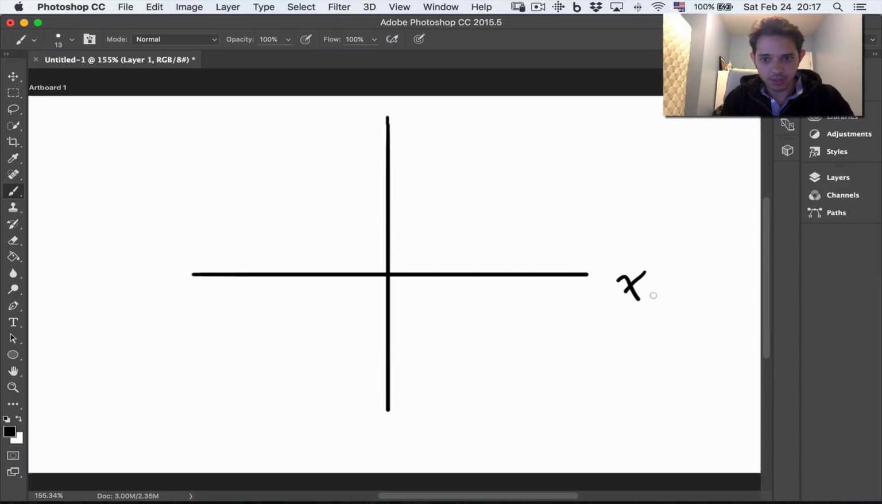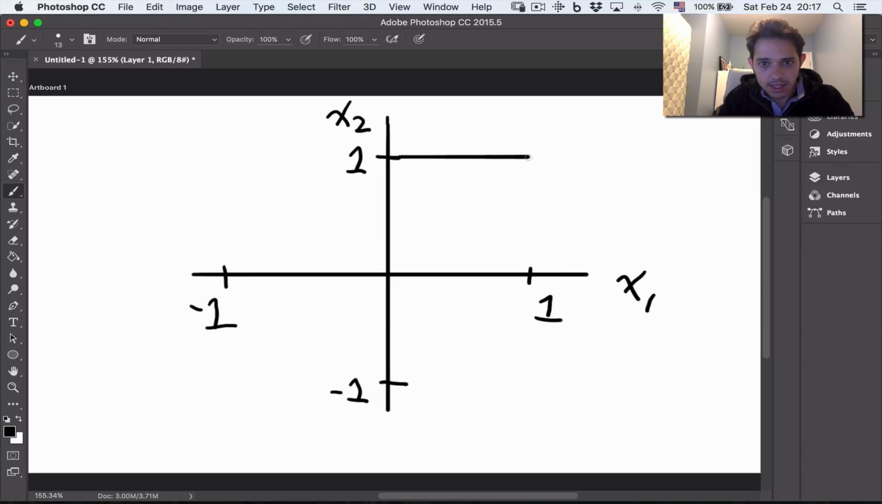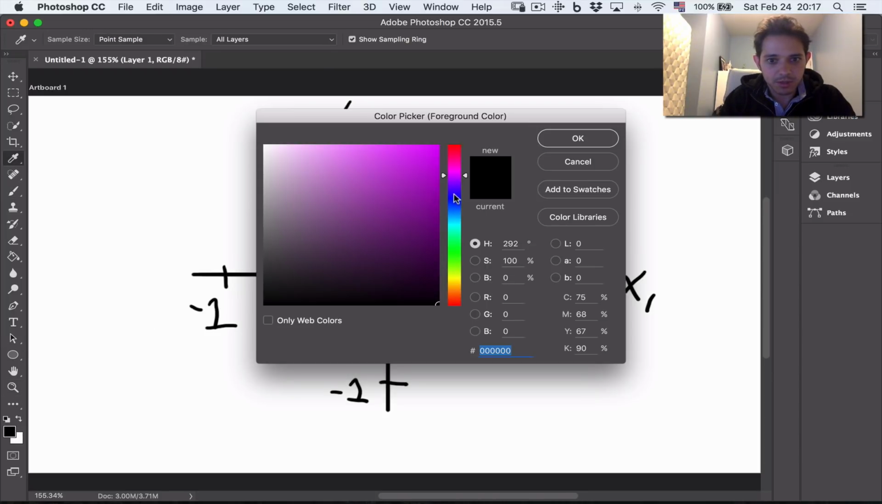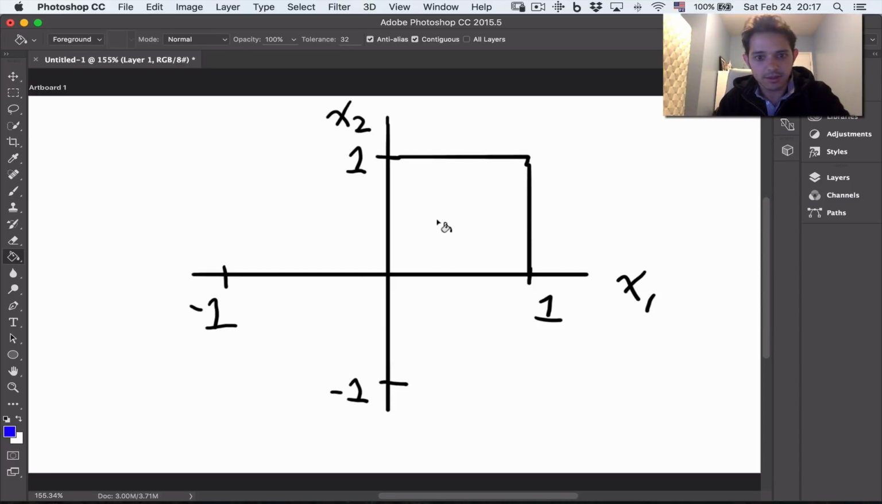Alrighty, so we have x1 and we have x2. And then I'm going to draw some tick marks here. So we have 1, 1, minus 1, and minus 1, perhaps not in proportion. And then the square, S, whoops, is going to be given like this. Okay, very good. And now I'm going to fill in the square to be blue just to help us out.